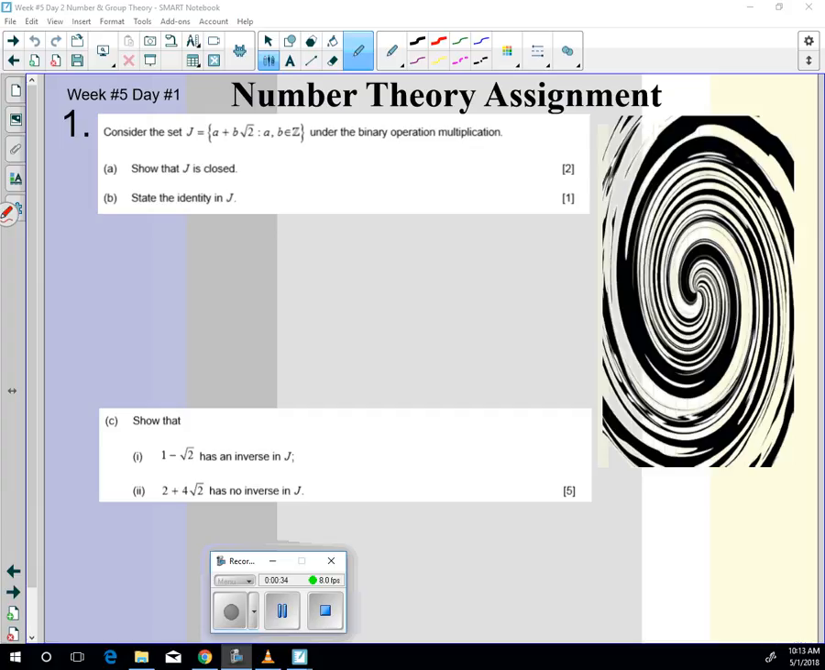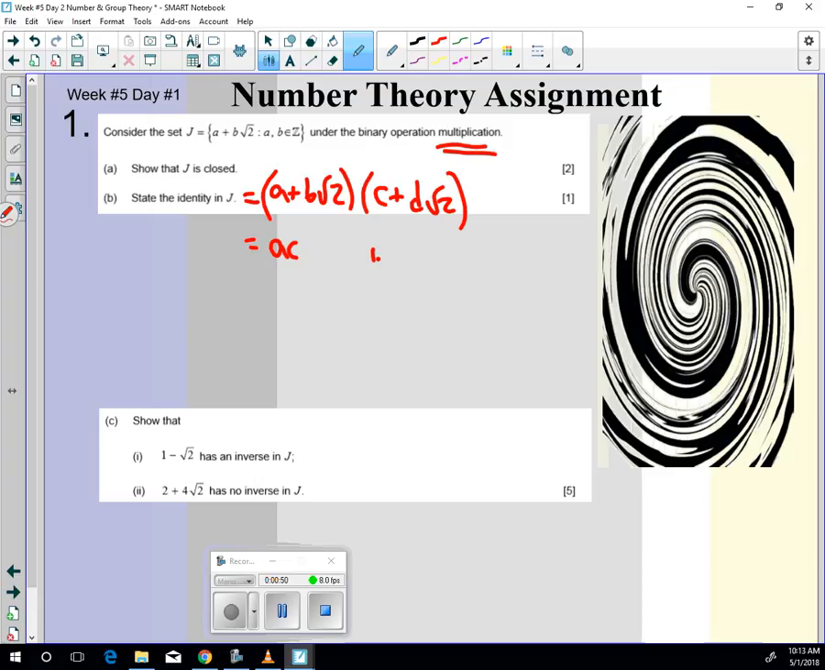So under multiplication, we're going to go (a plus b square root of 2) times (c plus d square root of 2). When you multiply those out, you're going to get ac, you're going to get bc times the square root of 2, and ad times the square root of 2, and you're going to get bd times what? Times 2.